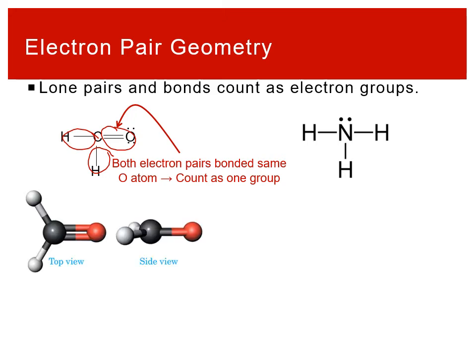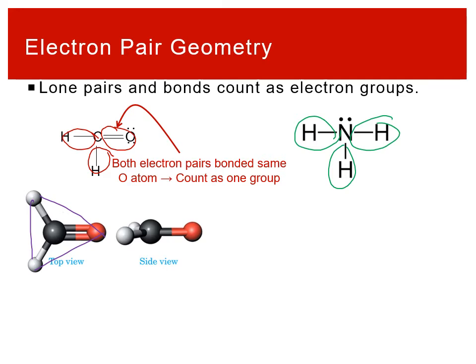Each bond is a group. So we can see that in this molecule, there are 3 electron groups attached to that carbon atom. And so we have a trigonal planar electron pair geometry. This is now a 3-dimensional representation of the molecule. Again, you'll see it's flat. It's planar, and the trigonal is the fact that the outer atoms form a triangle, a flat triangle.